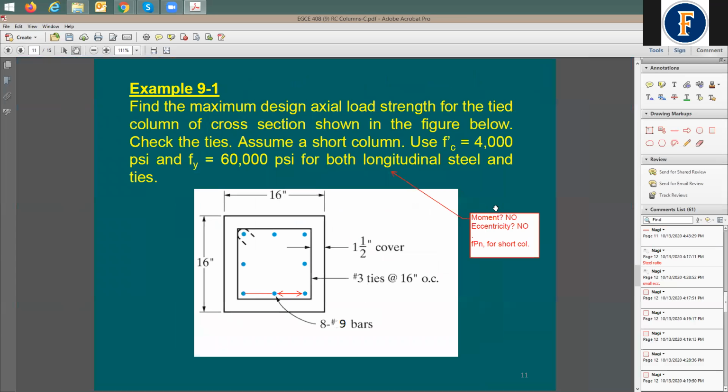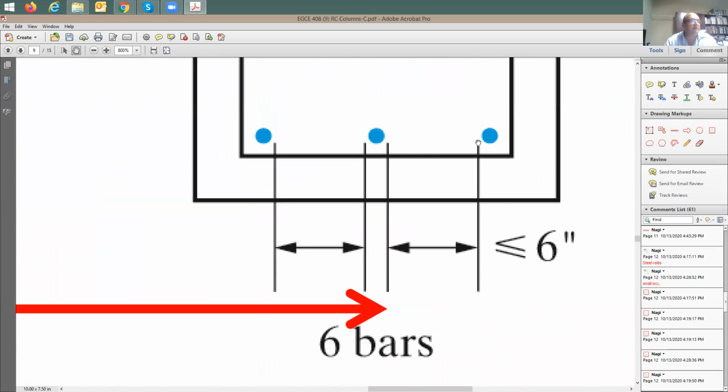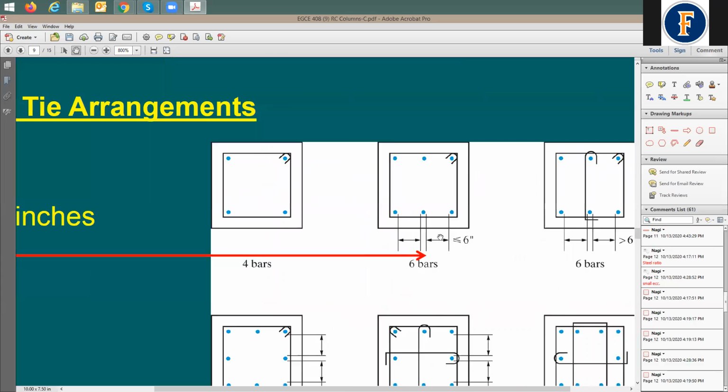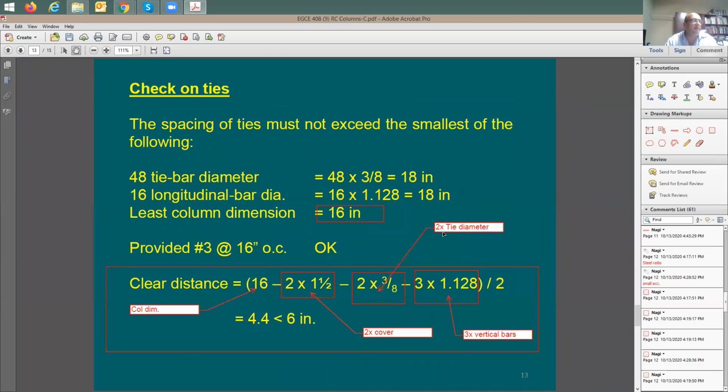Let me take you back to the previous slide. Here it is. You see, this is going to be the clear spacing, right? It should be less than 6 inches. Thank you. No problem. More questions on this example or the last example?